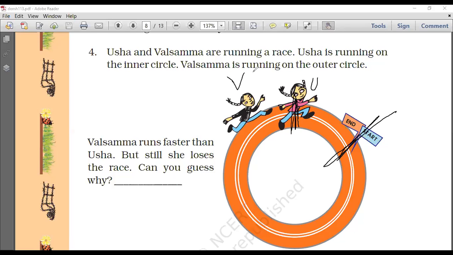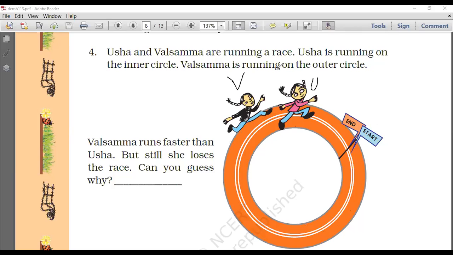Yes or no? If Usha runs this much, and Valsamma runs this big distance, will it be the same or not? No, sir. Right? So what should we do if they want to run the same distance? If they want to run the same distance, what should they do? They could be in the same line, in the first line, so they run the same distance.